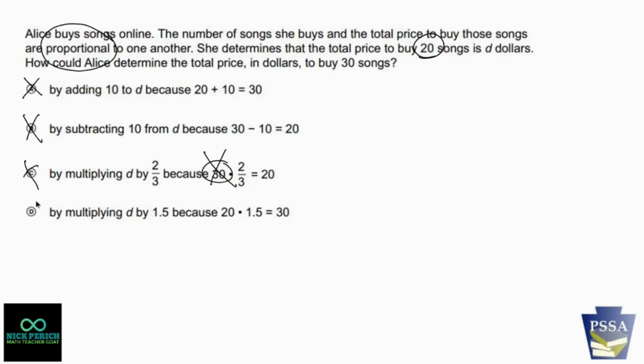The answer is going to be D, because first off, it states that it's multiplication. That's big. And it recognizes that buying 1.5 times as many songs would change the total price by a factor of 1.5. You start out with 20, you multiply by 1.5, that's proportional, you get 30. D is going to be your answer.